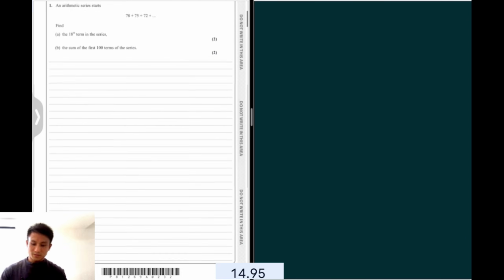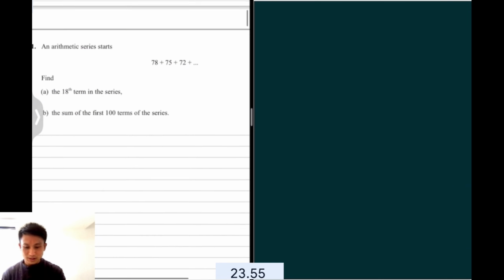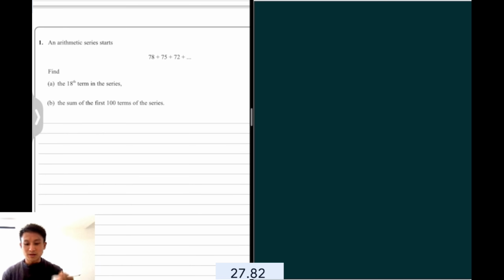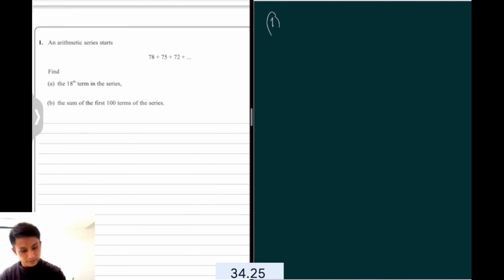Okay, so number one. Arithmetic series, start with that. It seems the terms decrease by 3, so that means d is equal to minus 3. We want to find the 18th term. Let me increase the size here a little bit. Okay, so d is minus 3.